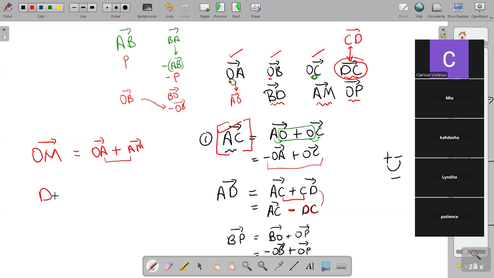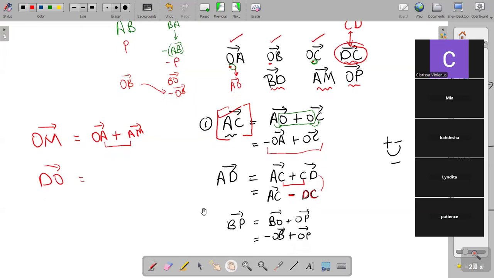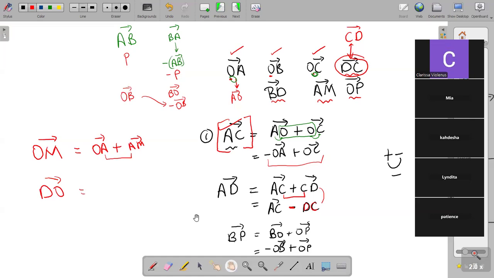DO. This one is a little harder. You've got several options with this one too. You could use a few options to get the same answer. So what can I use? So let's do some options. Let's see what the first option is. Which two vectors allow me to make DO?